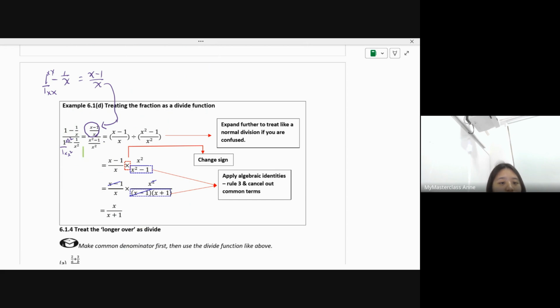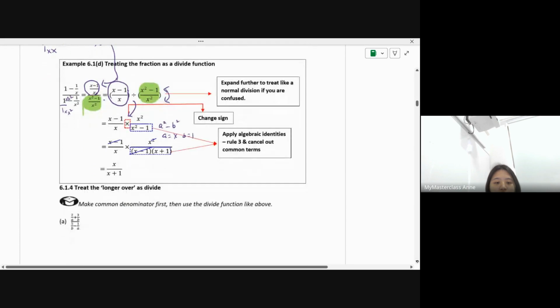So I have the two terms here. I can write it as x minus 1 over x divided by x squared minus 1 over x squared. When you divide, you just flip it around. X squared at the bottom becomes x squared on top, and vice versa. Now x squared minus 1, notice that it is again an a squared minus b squared form. So I do a equals x, b equals 1, I get x minus 1, x plus 1. So x minus 1 cancels out, x squared and x cancel out, and I'm left with x over x plus 1. Simple.